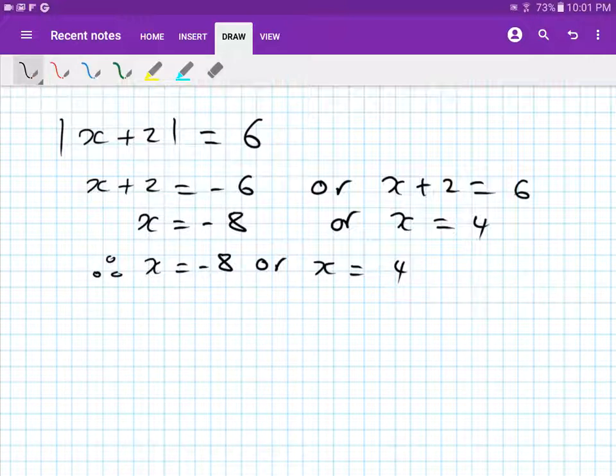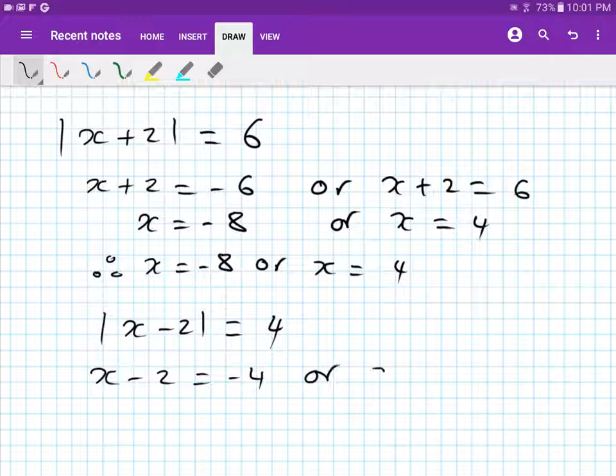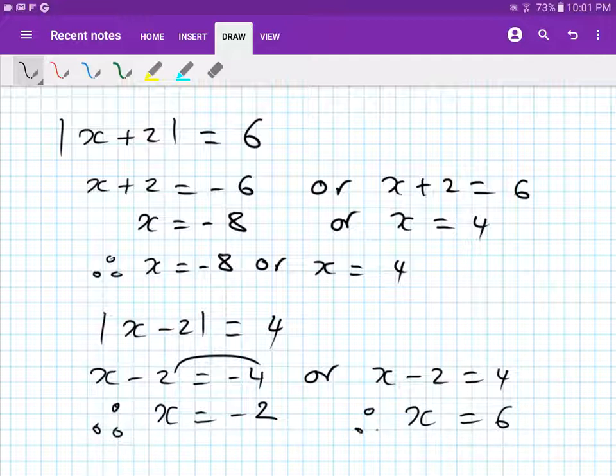Let's move along. Let's say the absolute value of x minus 2 is equal to 4. The process is exactly the same. So x minus 2 equals negative 4 or x minus 2 equals 4. You move this to the other side, so x is equal to minus 4 plus 2, which is minus 2. And x equals 4 plus 2, which is 6. So therefore x is that or x is that.